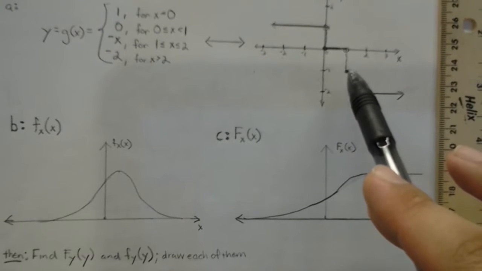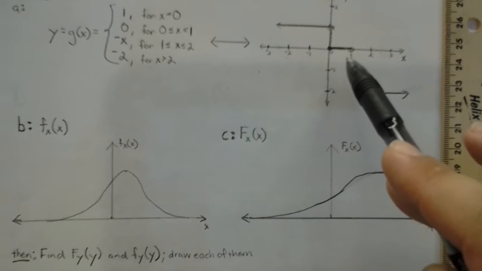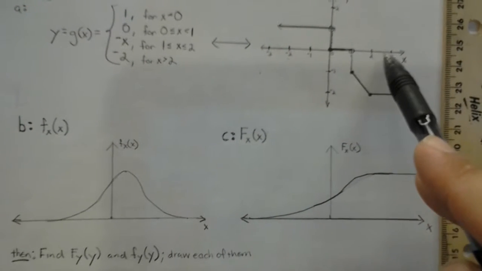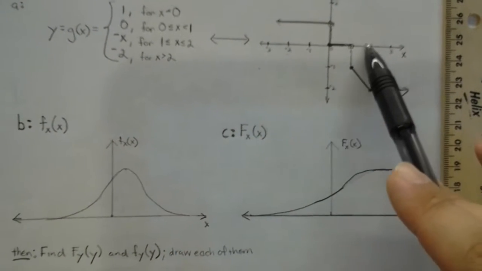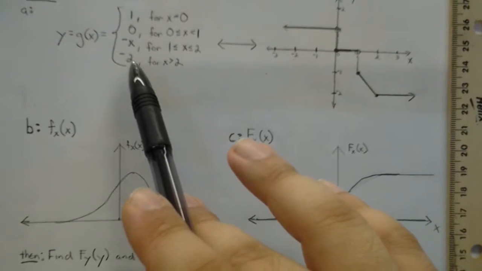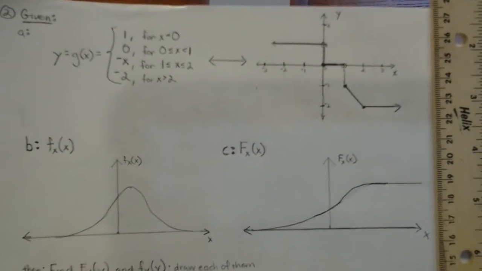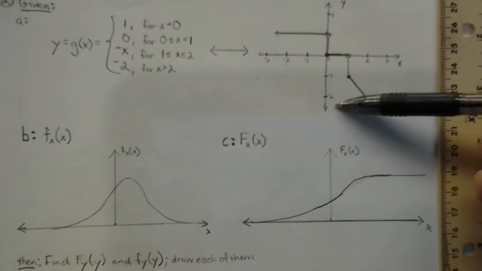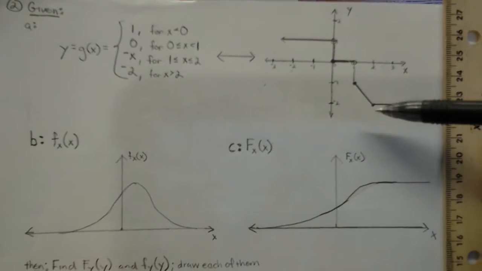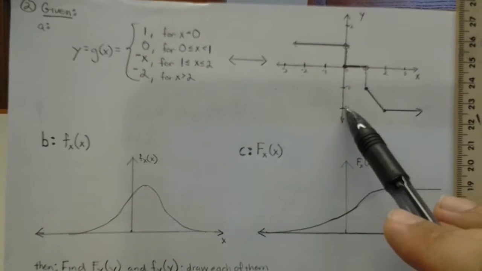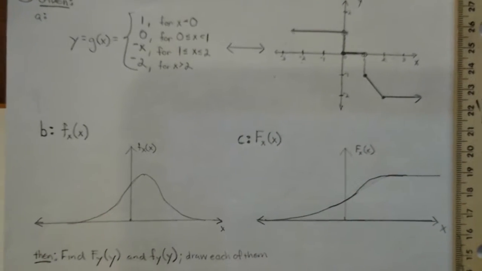Then from 1 to 2 on the x-axis, we correspond to this linear term, a negative x term. So it's a negative linear term right here, from 1 to 2 on the x-axis. And for values of x greater than 2, we have y equal to negative 2, this straight line right here. This is going to be important when we look at our functions in terms of y, because we're going to be looking at this graph kind of in reverse. I might be jumping the gun a little, but we're looking from the range, the y range from negative 2 to 1, but we'll get there in a minute.